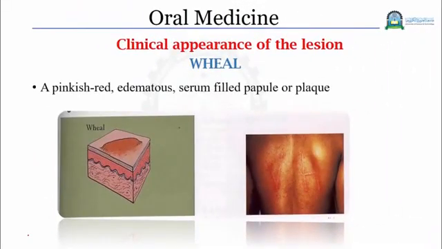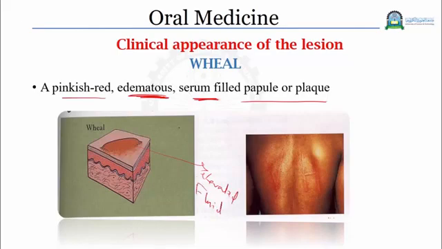Wheal. The wheal is a pinkish red, edematous, serum-filled papule or plaque. Serum-filled, so there is fluid content in this lesion. This is the appearance of the wheal: an elevated, exophytic lesion containing serum fluid, resembling a papule or a plaque.